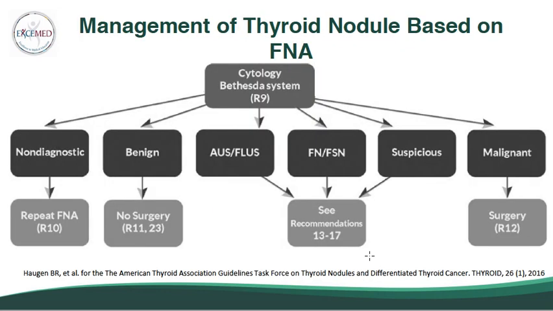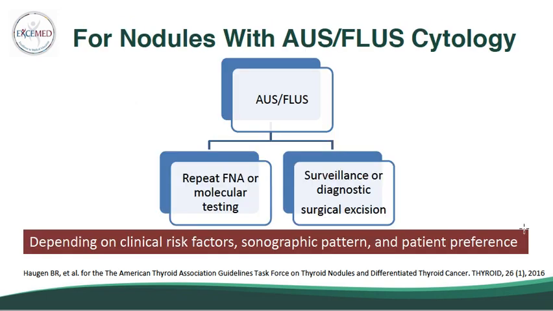So based on the cytology, these are the recommendations. If it's non-diagnostic, you repeat. If it's benign, then you just observe. If it's in the gray area, AUS, FLUS, or follicular neoplasm, or suspicious, then there's a corresponding recommendation for this. If it's malignant, then you go straight to surgery.